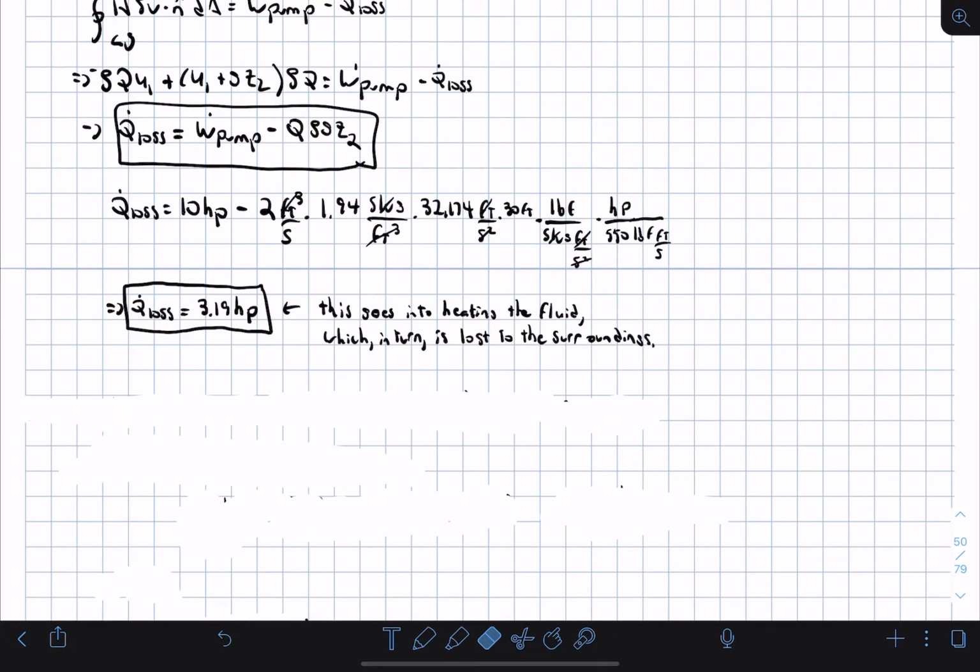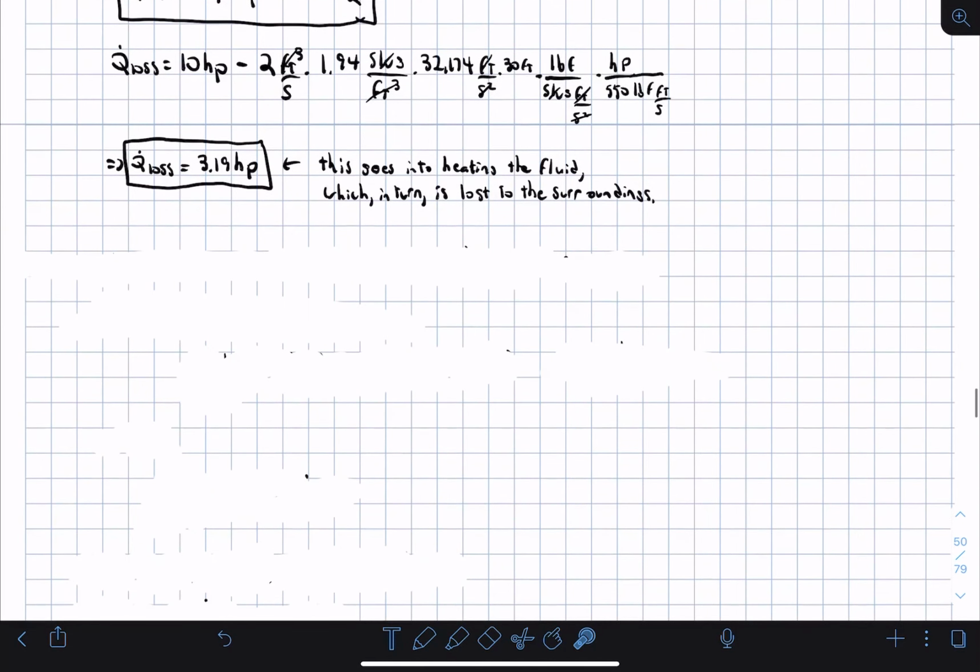Okay, and so essentially what this does is this goes into heating the fluid, which in turn is lost to the surroundings as it flows through the pipe. Okay, and so really that's almost 32% of the power of the pump in this case is actually just a complete loss of wasted energy. It's a complete loss. And since the heat loss is irreversible, there's nothing you can do to get that back. You can't really use that to do any useful work.